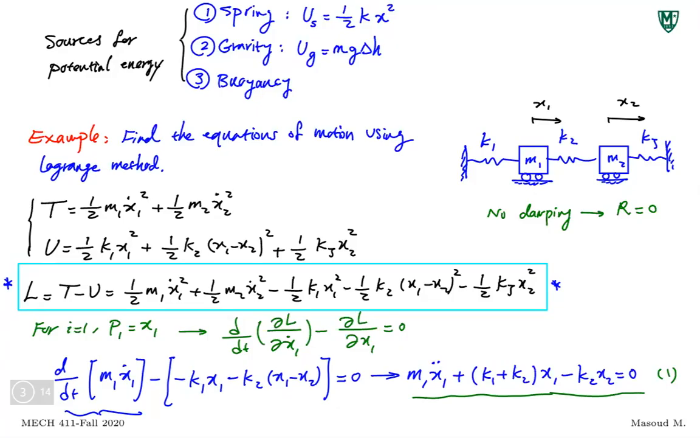Look at that. This is familiar. This is what you were getting from Newton's method, and obviously it should be the same. Otherwise, we're making a mistake.